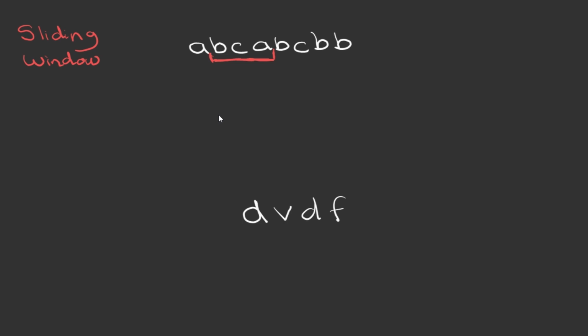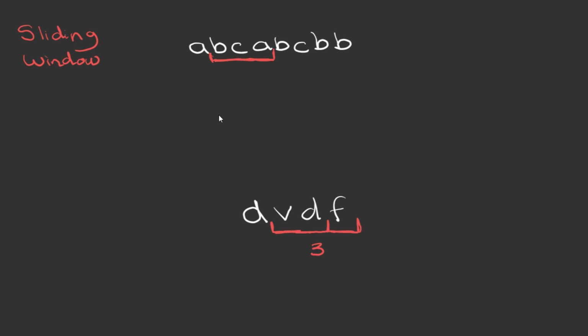Similarly, for this example, we can begin our window at D. D is not in the window currently. Same thing with V. But once we encounter a duplicate character, we're going to adjust the window. And we can add F as well. So the final window is of length 3, which is exactly what we wanted to return.